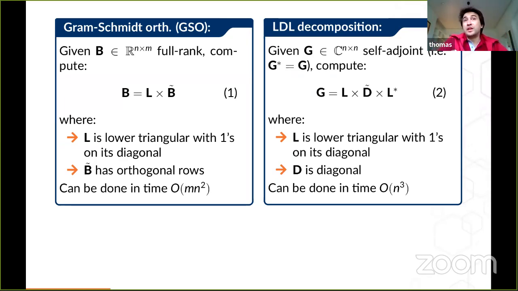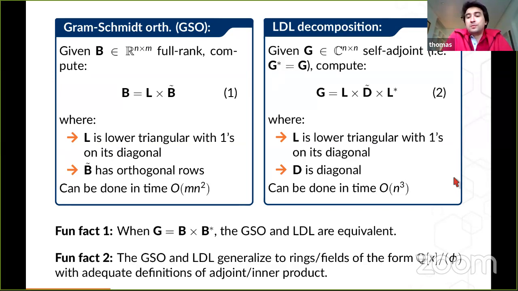On the other hand, we have the LDL decomposition, which takes as input a matrix of coefficients, a square matrix, which should be self-adjoint, which means that its conjugate transpose should be equal to itself. And the goal of the LDL decomposition is to compute the factorization G equals L times D times L star. L should be again lower triangular with ones on the diagonal, and D should be diagonal. And there exists an algorithm which can do that in time big O of n cubed.